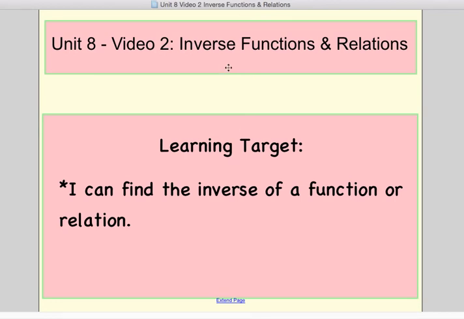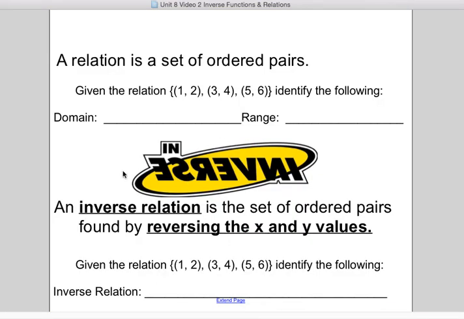Today we're going to look at inverse functions and relations. So your learning target is that you can find the inverse of a function or a relation. The first thing we're going to do is look at relations. In Unit 2 we talked about relations being a set of ordered pairs.